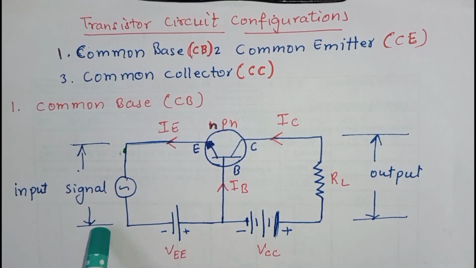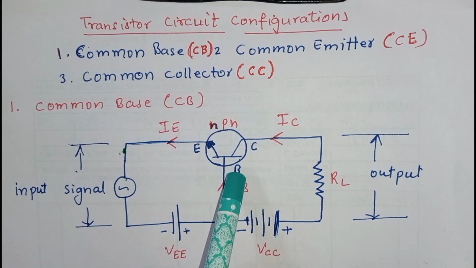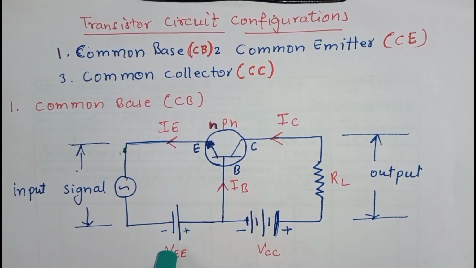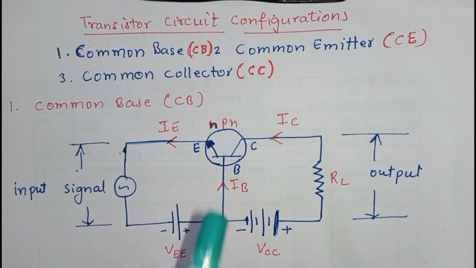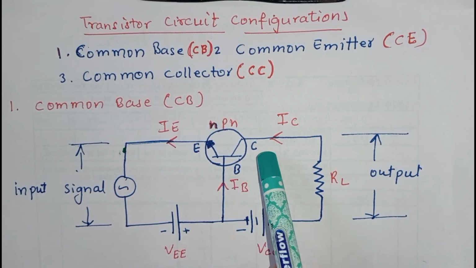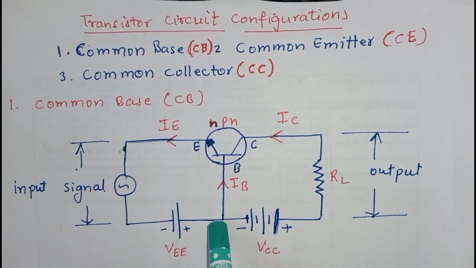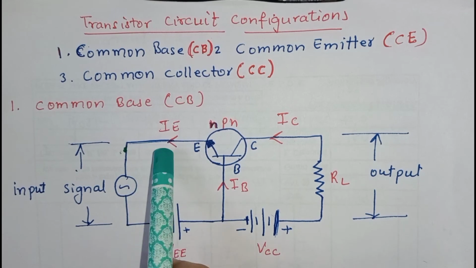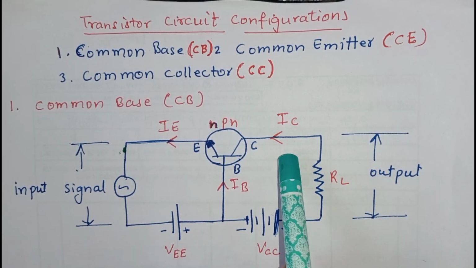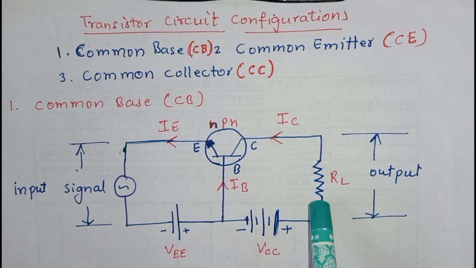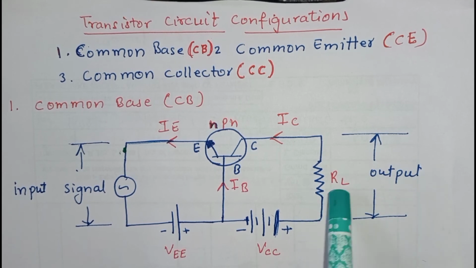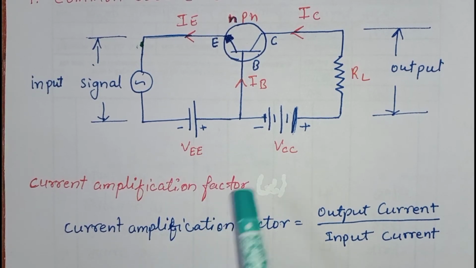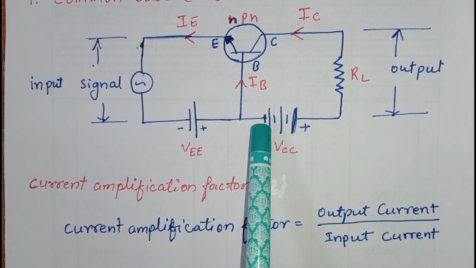To amplify an input signal, we will operate the transistor in the active region. So we will provide forward biasing to the emitter base junction and reverse biasing to the base collector junction. In common base, IB is the base current and the base is common. So the input current is IE and the output current is IC, because IC is flowing through RL and we are taking the output across RL. Now we will discuss the current amplification factor of the common base circuit configuration.